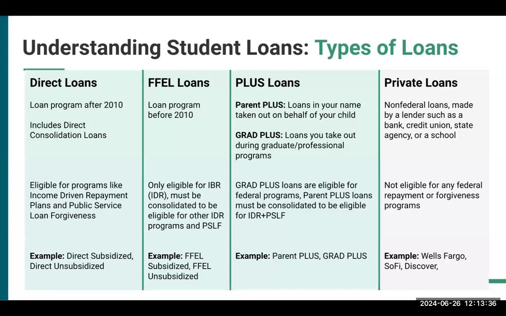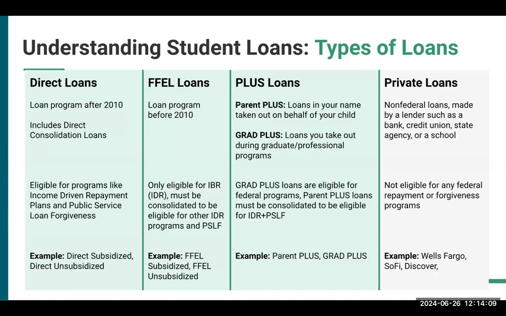So if you do have a Parent PLUS loan, you'll need to consolidate it if you want to be eligible for these programs. When you consolidate it, it will be converted into a direct consolidation loan so that you can become eligible. In addition, Parent PLUS loans can only be paid on one of the income-driven repayment plans. So because of all of that extra info of being in the parent's name, requiring consolidation, and only being eligible for one repayment plan, that's why those parent loans can be a little bit trickier.